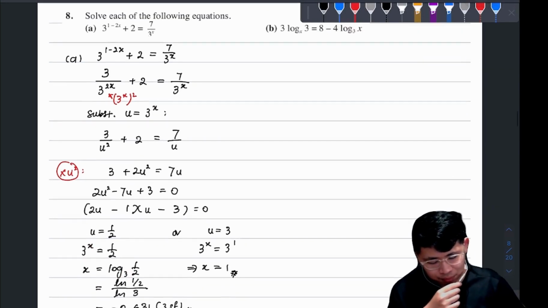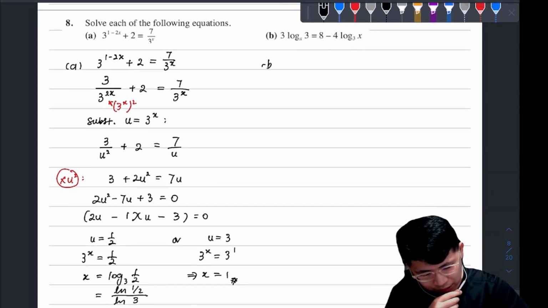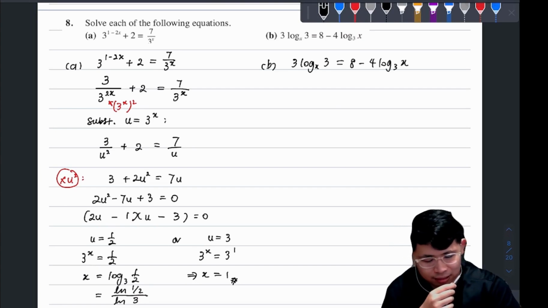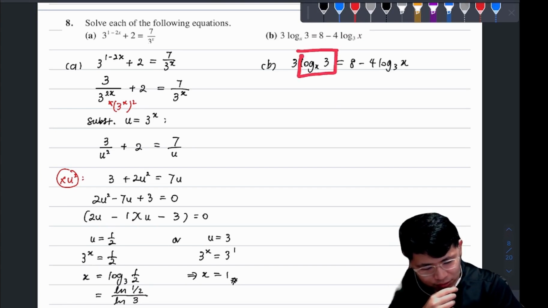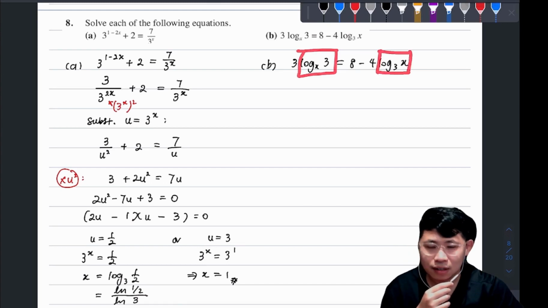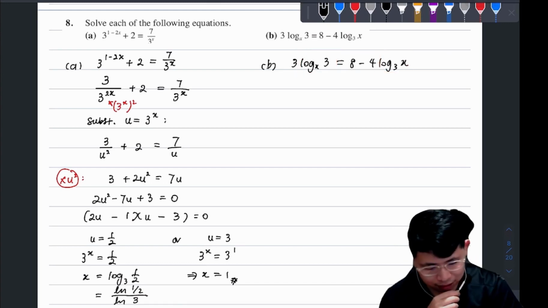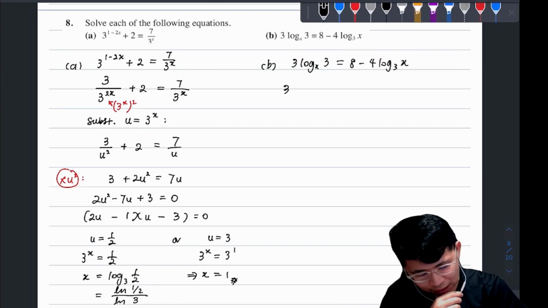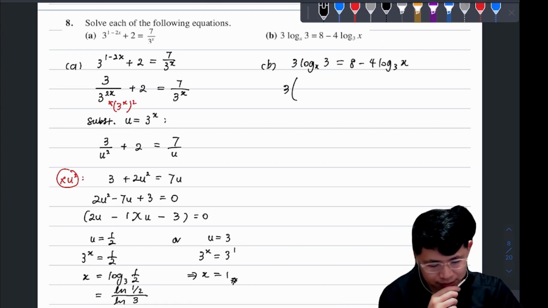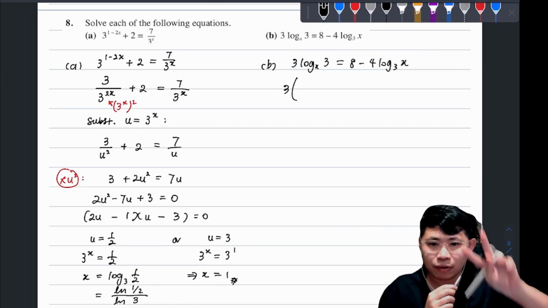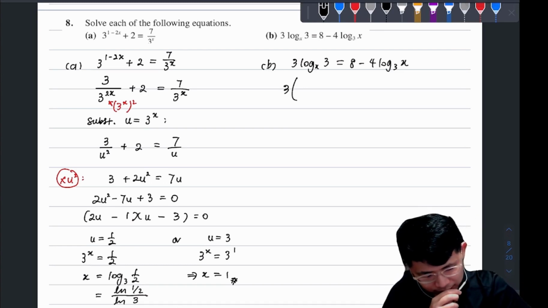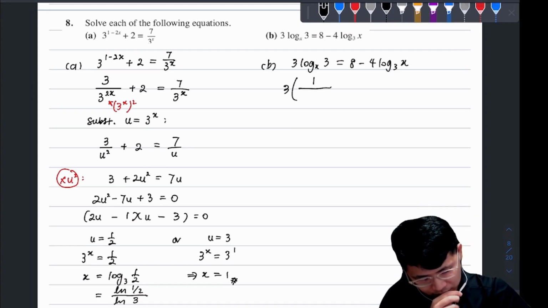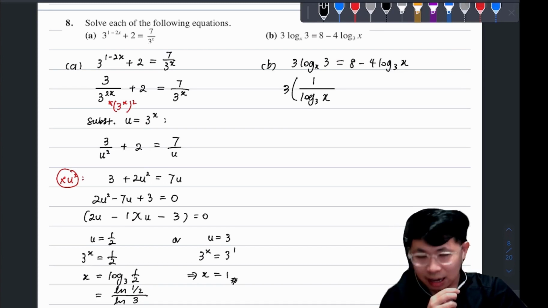Okay, let's look at B. So B over here, we have 3 log base x of 3 equals 8 minus 4 log base 3 of x. Now notice log base x of 3, log base 3 of x. So we can do something about it. If you remember the result, log base x of 3, if I want to swap the order of these two things, this will be 1 over log base 3 of x.